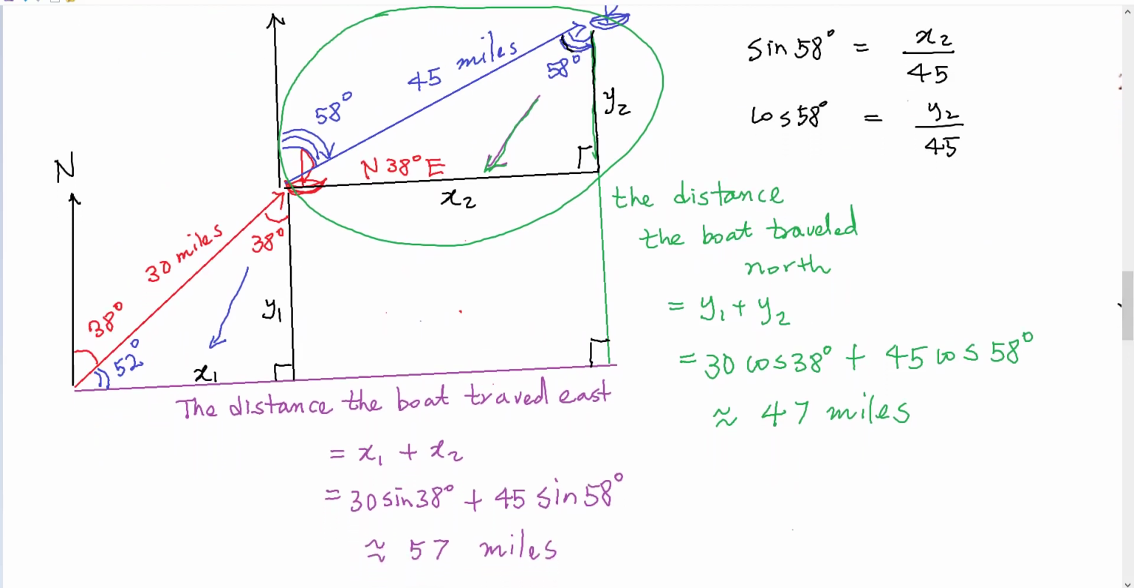So since I used the 58 over here, this opposite x2 is actually the rotated vertical leg. So that's opposite x2 over hypotenuse, which is sine 58. Adjacent is y2, so cosine 58 is y2 over 45. That's why I use this. Is it clearing things up a little bit?